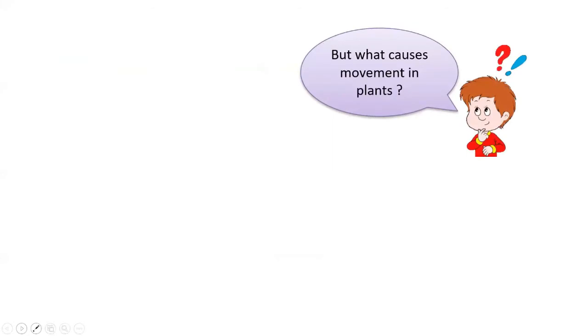But what causes movement in plants? Now still the question arises: what is the thing which is responsible for movement in plants? So the question is, what causes the movement in plants? Plants के अंदर movement कौन करता है? What is the thing which is responsible for plants to move? Okay, so let's talk about that. देखते हैं आगे.